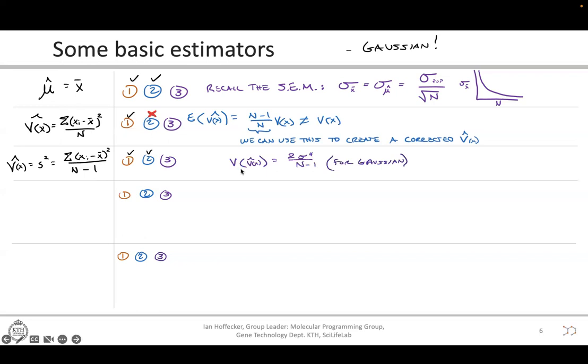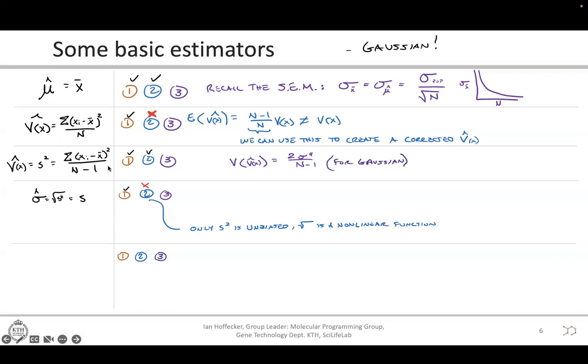And then people have figured this out. So the variance of this variance estimator follows this rule here. And so this is also relatively efficient in terms of spread.